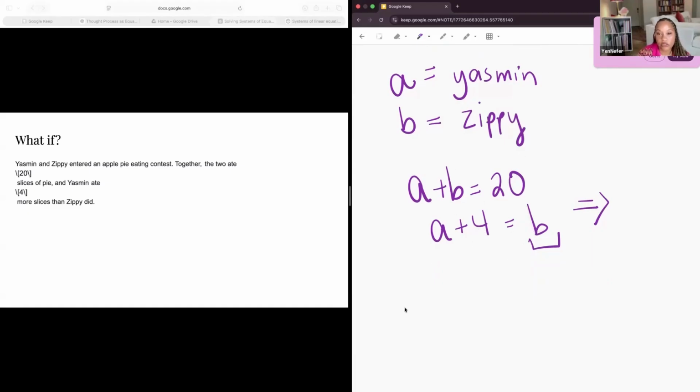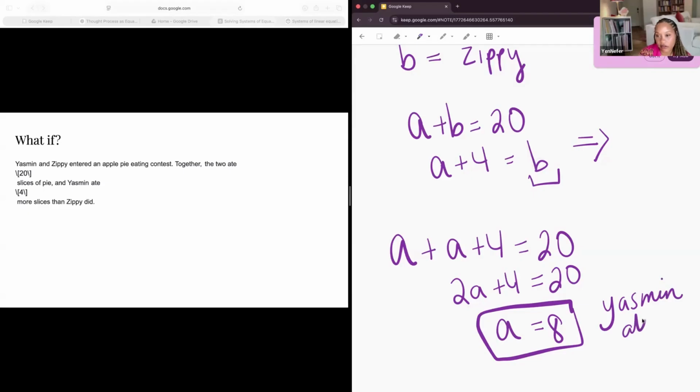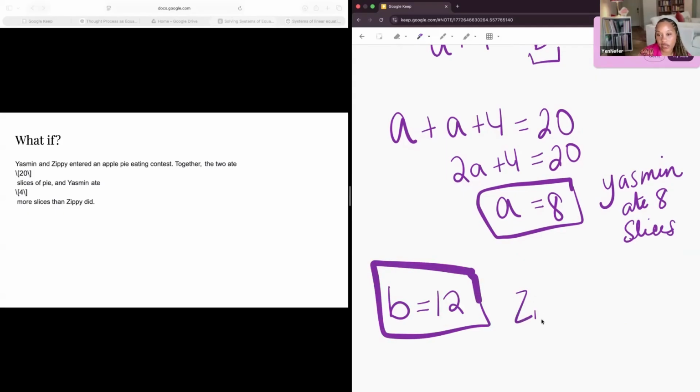You would substitute. You would get 2A plus 4 equals 20. You would solve for A, subtract 4 on both sides, divide by 2, you would get 8. And this would say that Yasmin ate 8 slices. And you went ahead and you solved for B, which was Zippy, and you would get B equals 12. And so then your answer would say that Zippy had 12 and Yasmin had 8, when that was not the case. That was not the case.